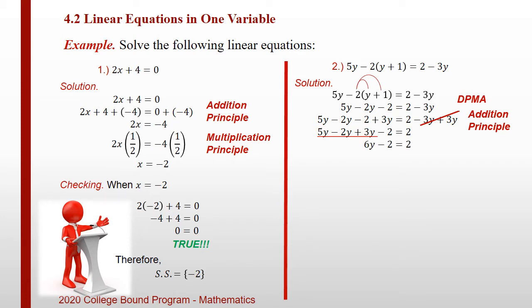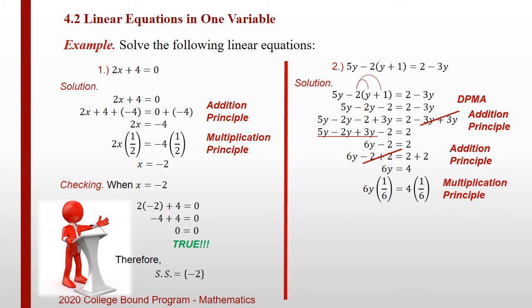Again, we add 2 to both sides to get 6y equals 4 because negative 2 plus 2 equals 0. Finally, multiplying both sides by 1 over 6 gives 4 over 6 or 2 over 3. Therefore, the solution set is the set containing 2/3.